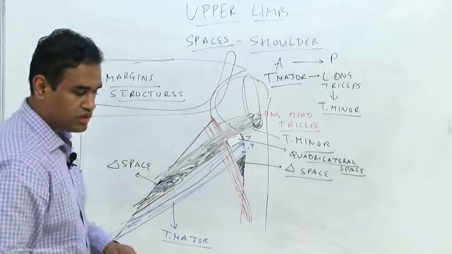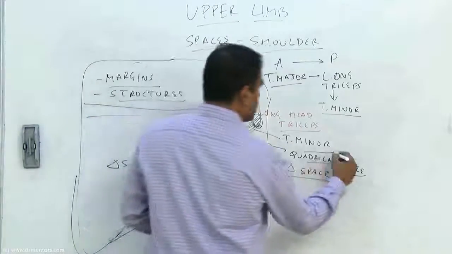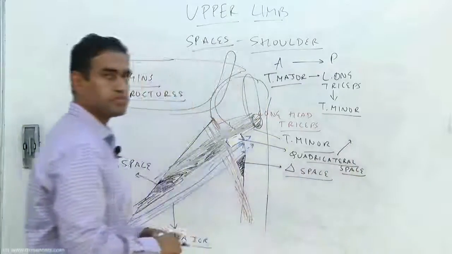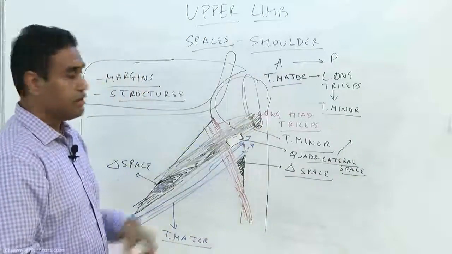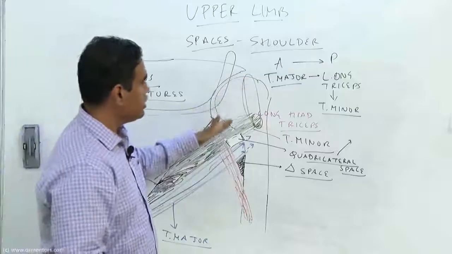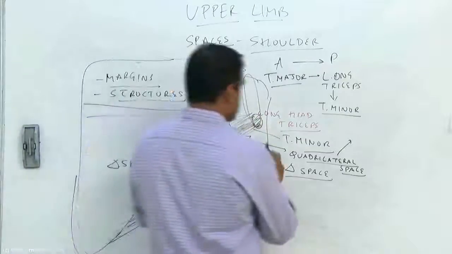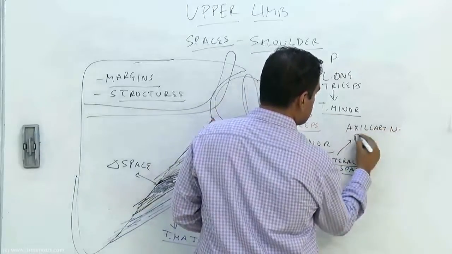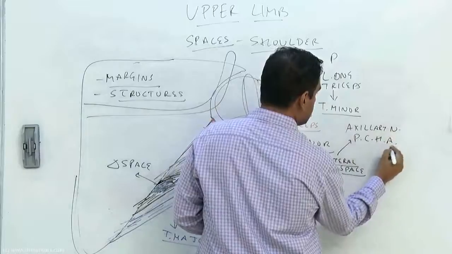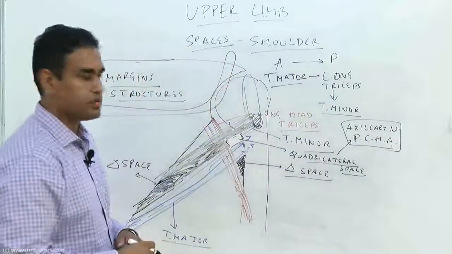Now the contents of these spaces, that is important. In this quadrangular or quadrilateral space, what runs is, as it is close to the surgical neck of humerus. Remember, there are two necks: anatomical neck and the surgical neck. So in this quadrangular or quadrilateral space, the contents are our axillary nerve and posterior circumflex humeral artery or vessel.